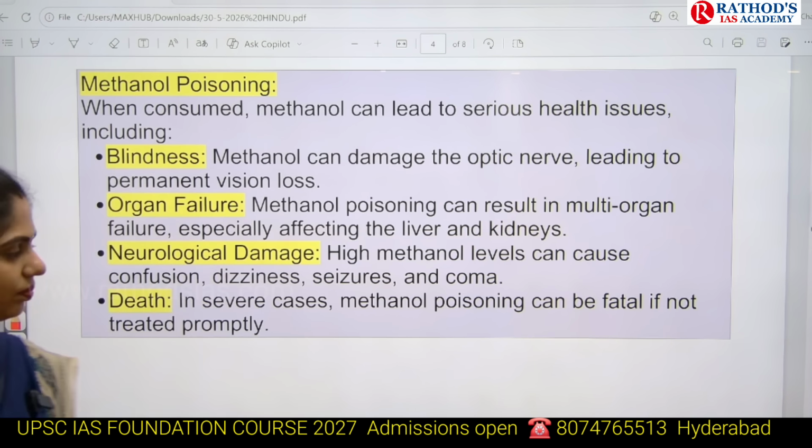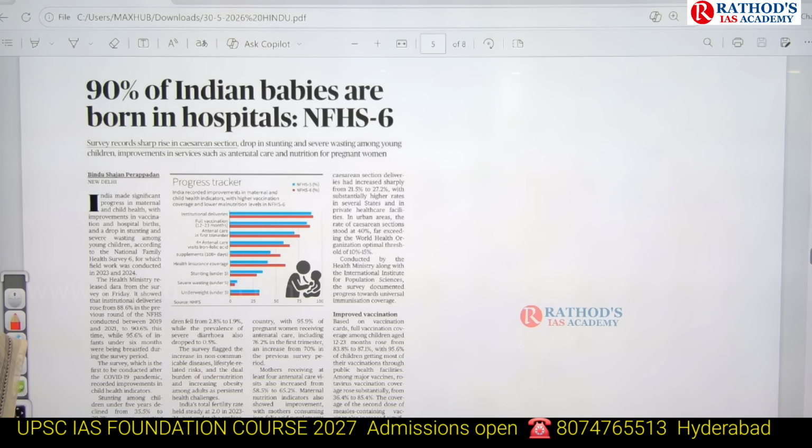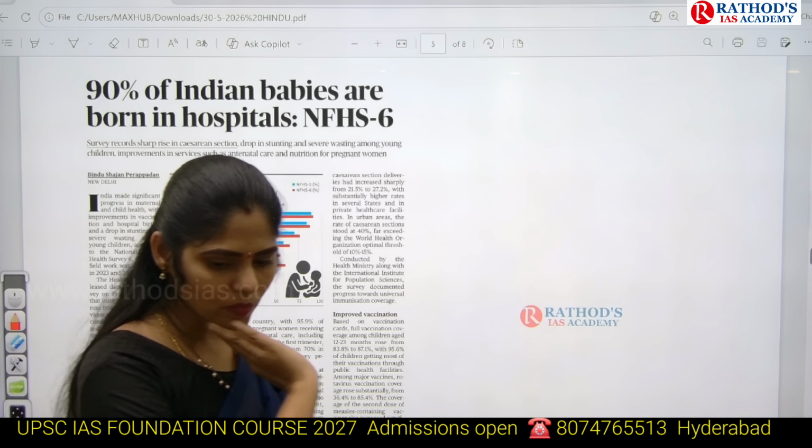See this next article, guys. 90% of Indian babies are born in hospitals, says National Family Health Survey 6. What does it mean? This article is saying that there is an increased number of institutional deliveries. That means nothing but deliveries in hospitals.